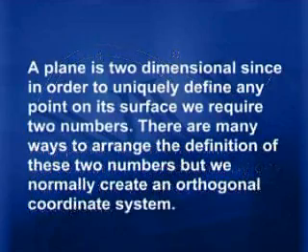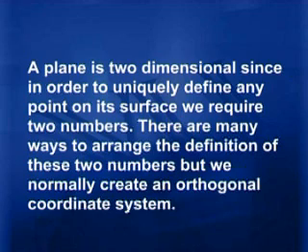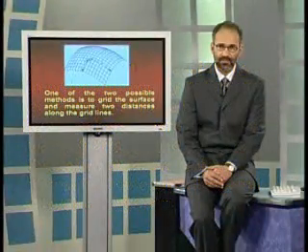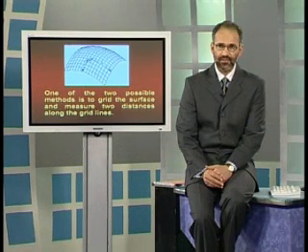A plane is 2-dimensional, since in order to uniquely identify any point on its surface, we require 2 numbers. Now, there are many ways to arrange the definition of these 2 numbers, but we normally create an orthogonal coordinate system. Look at this illustration. We're talking about a surface or a plane. Well, we can have lines which are orthogonal to each other, and these grid lines can help us come up with those 2 numbers that would be sufficient to specify the location of a point A on this plane or this surface.